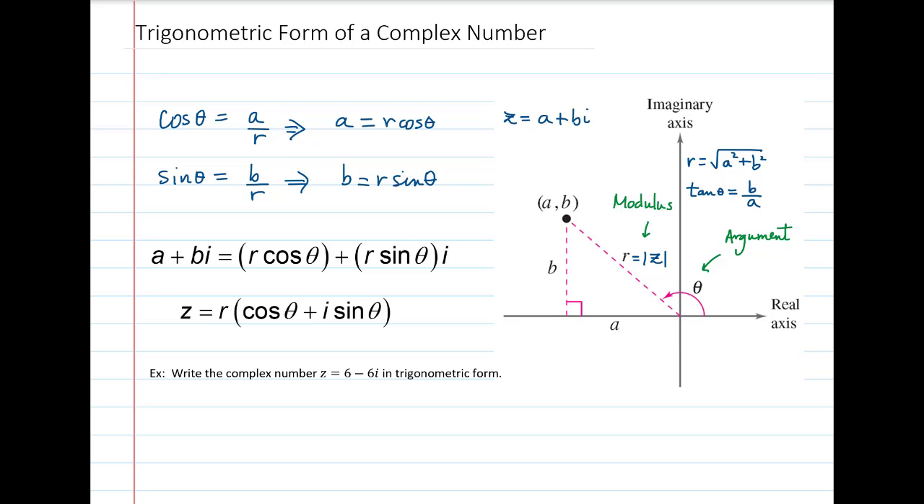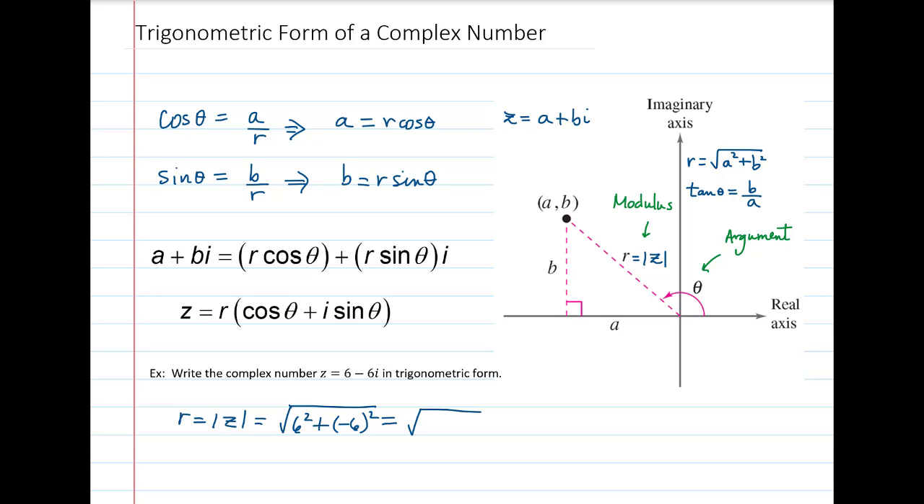Okay, so let's look at an example here and see how this works. Write the complex number z equals 6 minus 6i in trigonometric form. So here we have a complex number in standard form. We're going to write it with this new form here, the trigonometric form. Now we need two things. To be able to write a complex number in trigonometric form, we're going to need the modulus and the argument, right? Once we have those two things, we have everything we need.